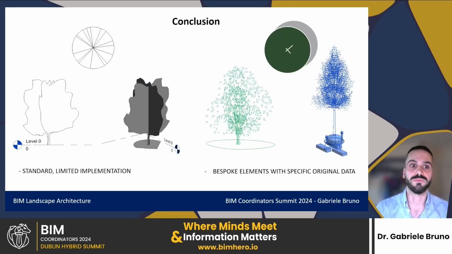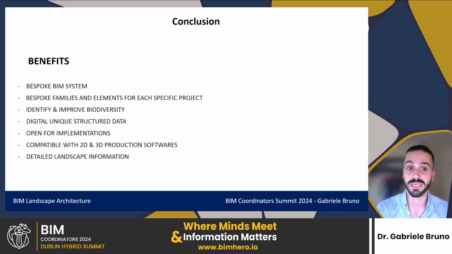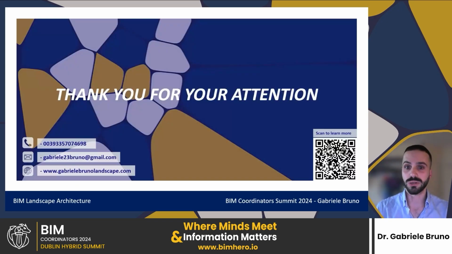The main benefits are obviously a bespoke BIM system, unique family elements for each specific project, really powerful identification and improvement of the biodiversity directly in Revit, and unique structured data. It's open for implementation because you can apply any edits that you want related to your needs. It's compatible with any other 2D and 3D software, and for the first time, you can have really detailed landscape information.